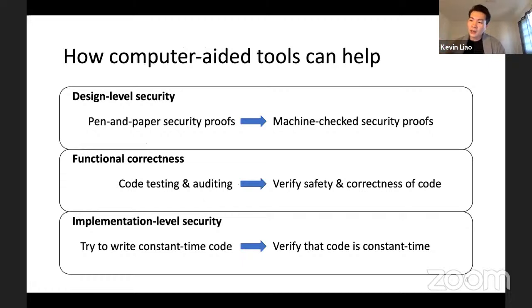And so how exactly can computer-aided crypto help? Well, there are a variety of tools that address different parts of the problem space. We've broken it down into the following three layers: design-level security, functional correctness, and implementation-level security. So for design-level security, today security analysis is primarily done on pen and paper, which is highly error-prone and makes double-checking security analyses extremely tedious.